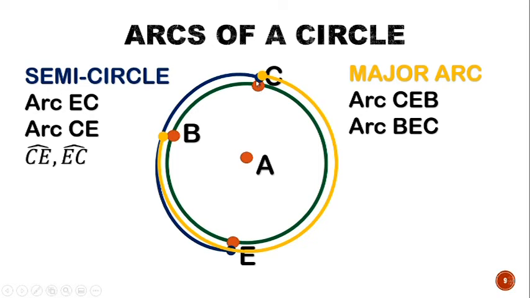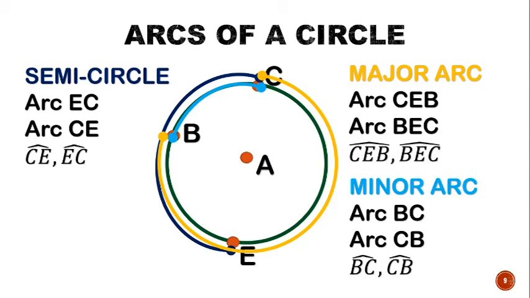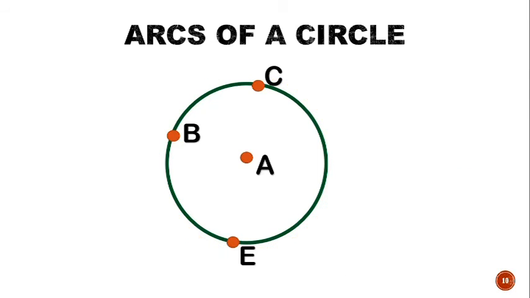So, para siya maging major arc, kailangan mag-pass through siya dito or lumagpas siya ng isang diameter. Lumagpas siya ng diameter. And it makes use of three letters for major arc. So arc CEB and arc BEC. Next one. Okay. Yung blue naman, yung light blue naman, that is what you call a minor arc BC or arc CB, and it's written as such.